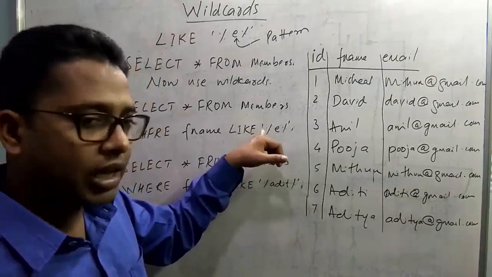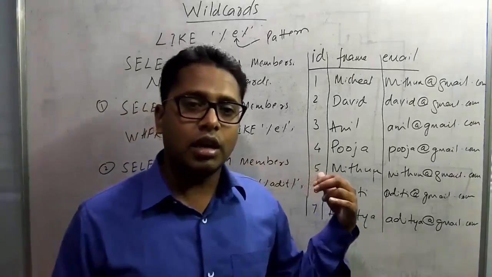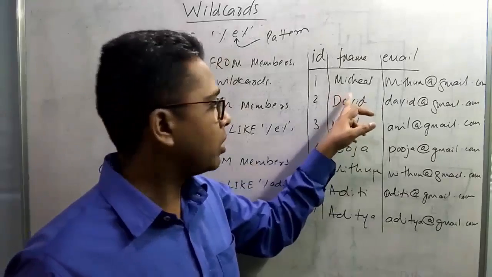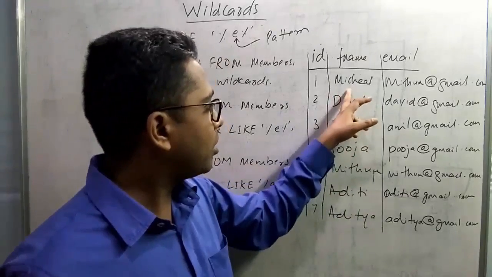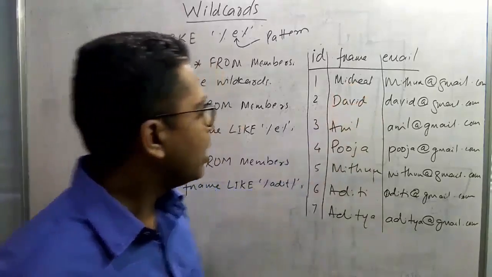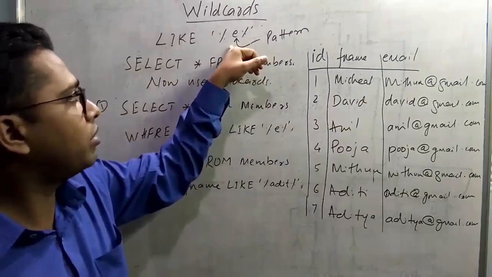Now it will return once I execute, after putting a semicolon, once I execute this query, I will get only one record, which is this one, the first record. Because amongst all these records, only the first record is having E in the first name. Suppose now this became the pattern, for this I'll be matching.